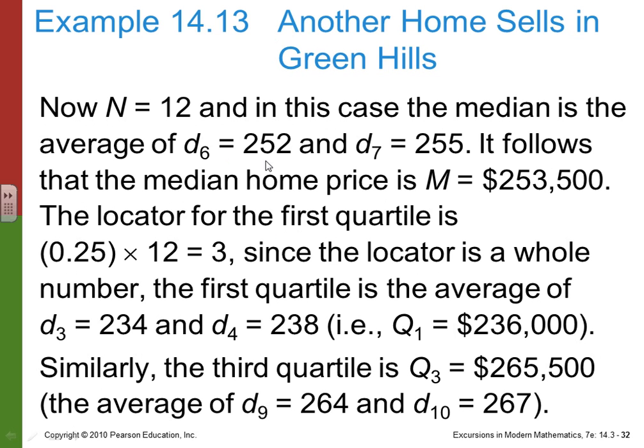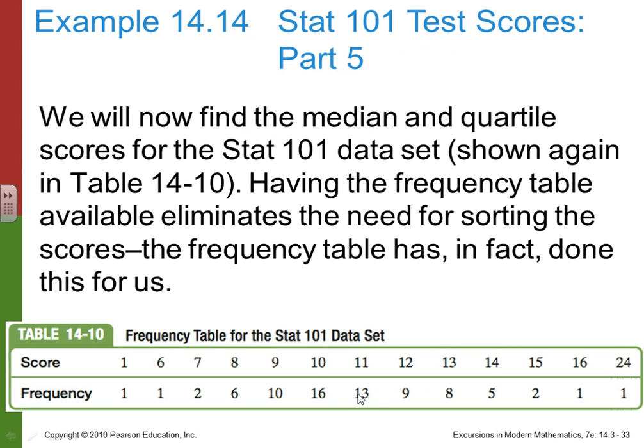We find that the median is the average of D6 and D7. So the median is going to be the average of those two. The first quartile is still going to be at 3. The third quartile is still going to be at 9. So the only thing that changed was the median. So that's perfectly okay too, I think.